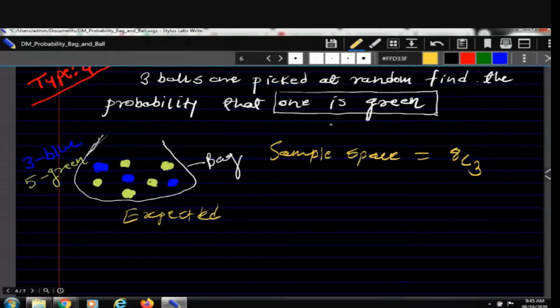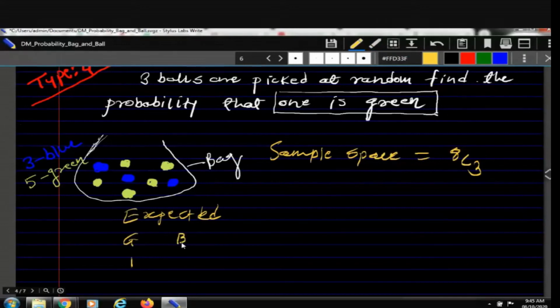So what do you expect? You expect one is green. So let us write this combination as green and blue. So they are telling that one ball should be a green ball. So one is green. And how many total balls you have to select? Total balls you have to select is 3.